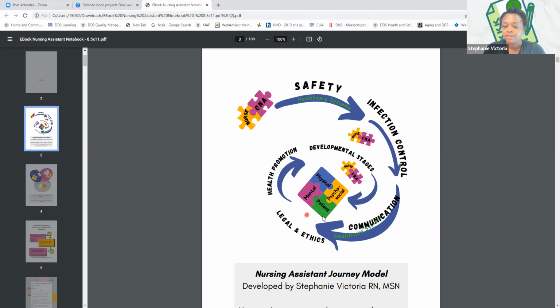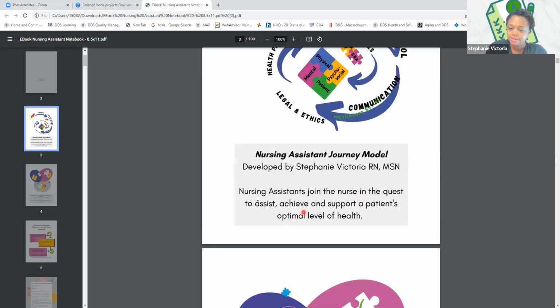Now, it's very important to understand the patient being the center here: physical, psychosocial, mental. The patient has three components: your mental, your physical, your psychosocial, when you're thinking of the patient. So I kind of just said nursing assistants join the nurse in the quest to assist, achieve, and support a patient's optimal level of health. And we're going to talk about that some more, but every patient has their own optimal level.